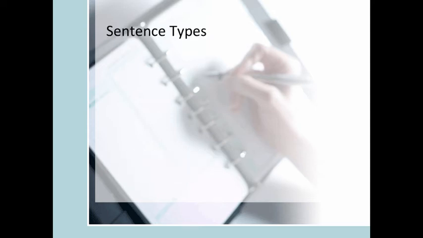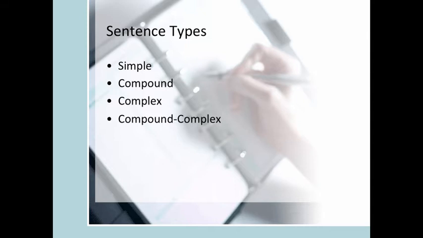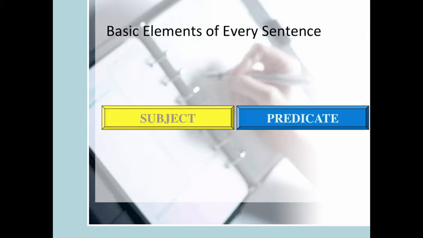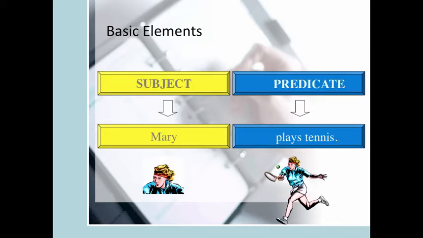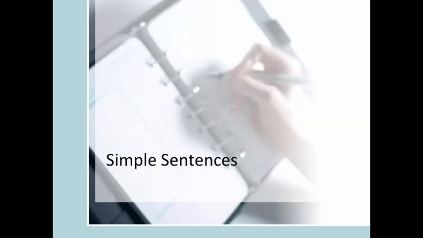Sentence structure, sentence types. There are 4 kinds of sentence types: simple, compound, complex, and compound complex. Before we begin talking about that, we need to discuss elements of every single sentence. Every sentence has a subject and a predicate. For example, Mary plays tennis. Mary is the subject, and the predicate is everything else. In this case, plays tennis.